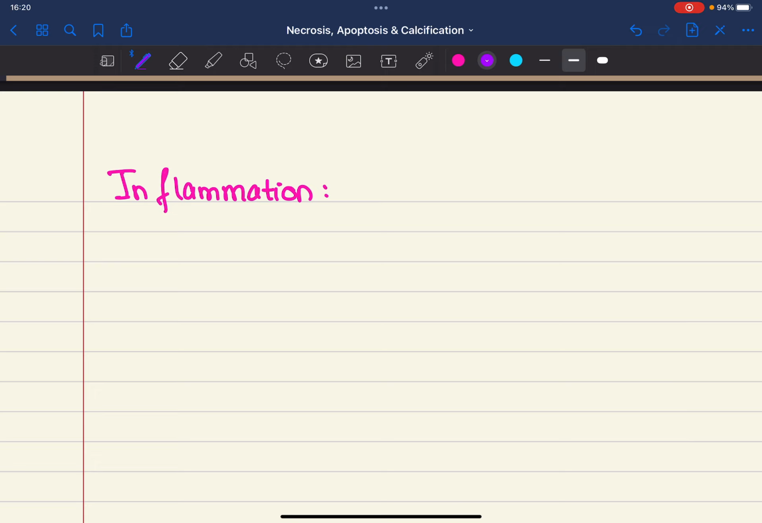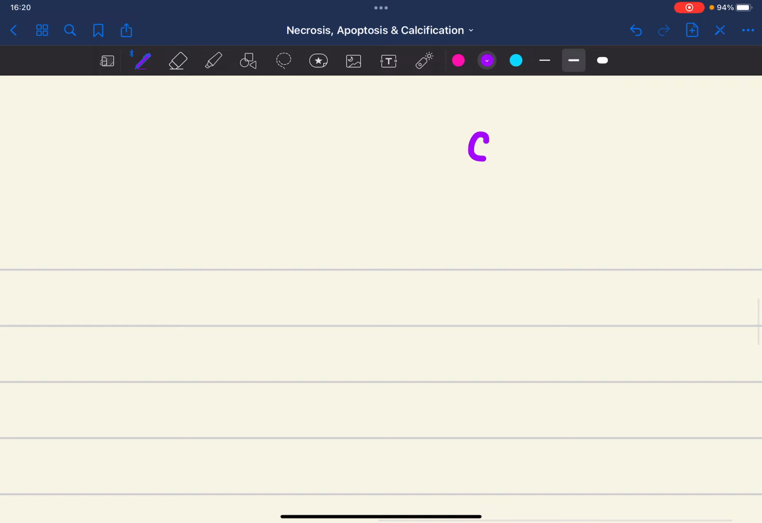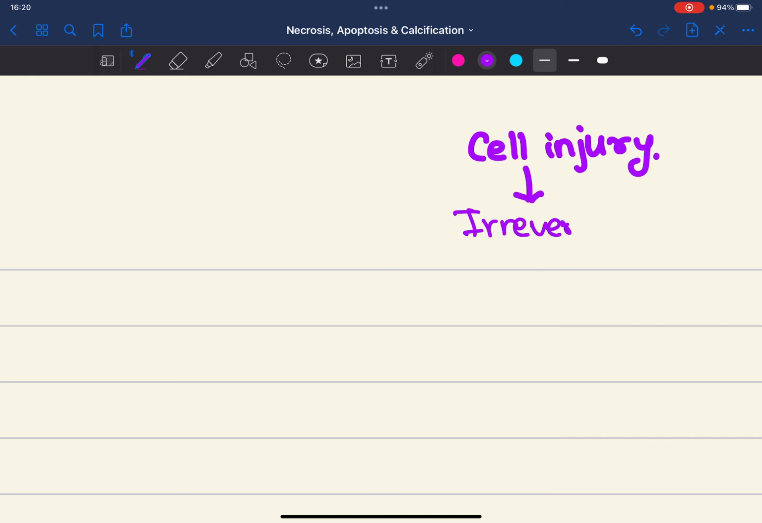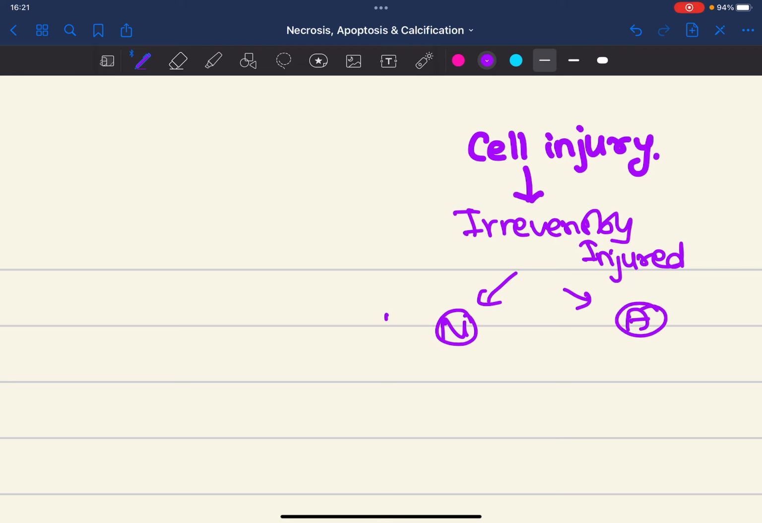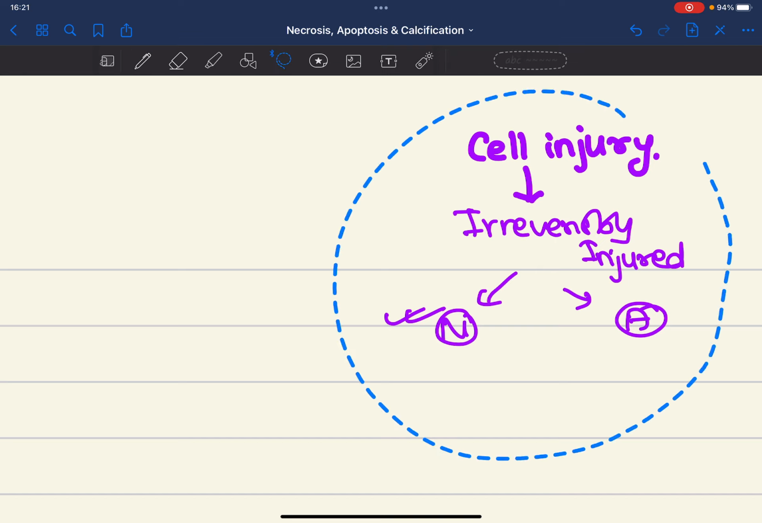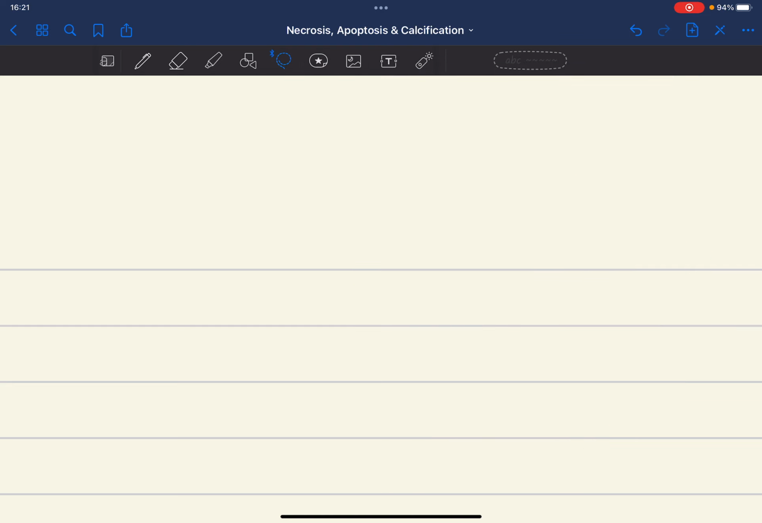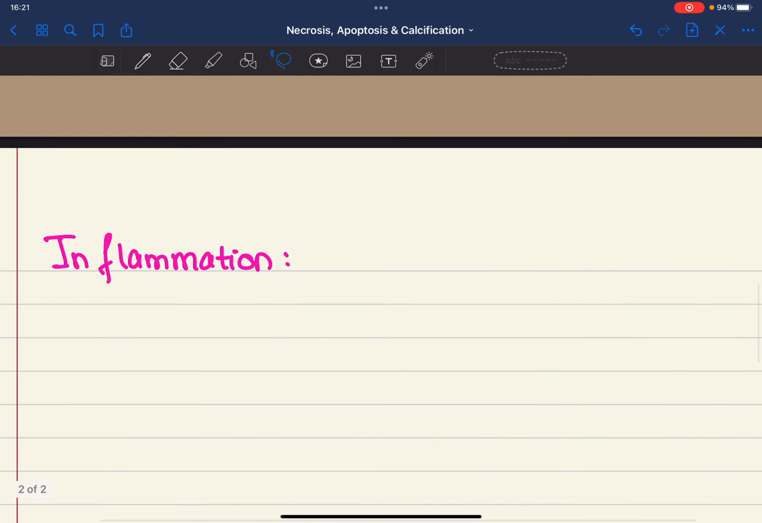I've talked about inflammation in cell injury as well. If the cell is injured badly, and irreversibly injured, then it may undergo two types of cell death: one is necrosis, the second one is apoptosis. And if the cell is undergoing necrosis, then it will elicit inflammation. The term inflammation I used in that part. So now we'll see how necrosis leads to inflammation and what exactly inflammation is.